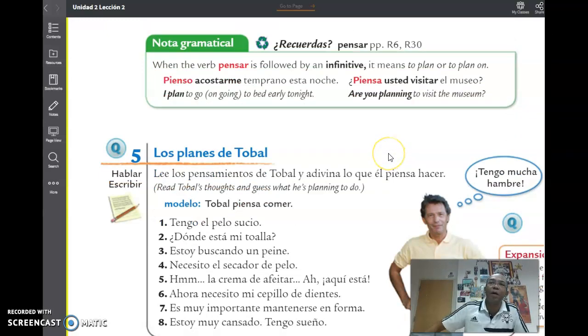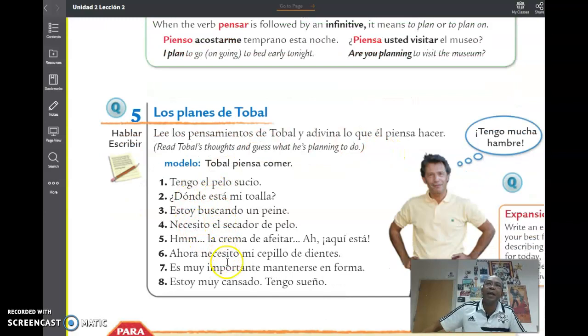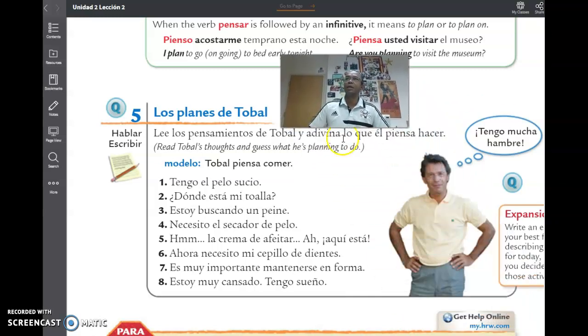Now, here is the beef of the day. Notice there are 8 different things, and I want you guys to think critically. In other words, you guys are going to make this up. You have to guess the plans of this guy, Tobal, okay? Right here, Tobal piensa comer. Tengo mucha hambre. That's what he's thinking. So, Tobal thinks or is planning to eat. Remember the verb pensar with another infinitive means planning to do something.